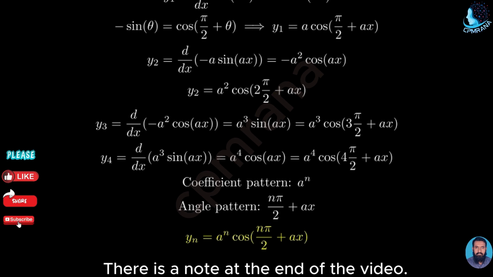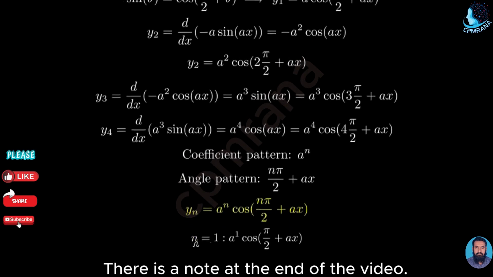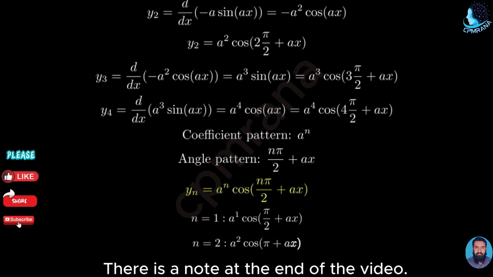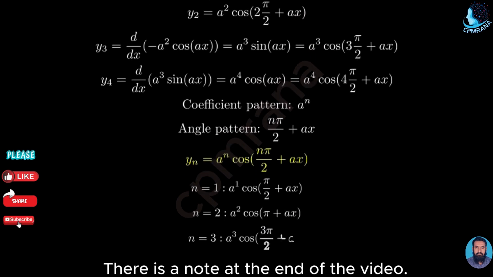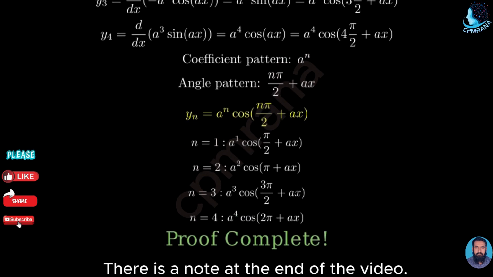To verify this formula, we can check that it works for all the specific cases we found earlier: when n equals 1, when n equals 2, when n equals 3, and when n equals 4. Our general formula gives us exactly what we found through direct differentiation. And that completes our proof of the general formula for the nth derivative of cosine of ax.